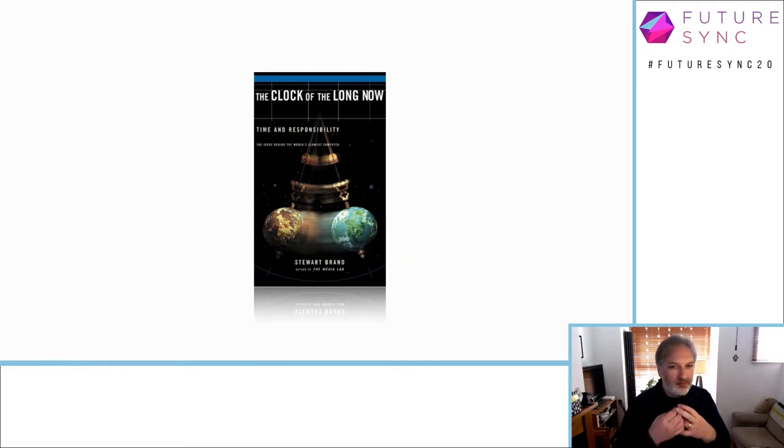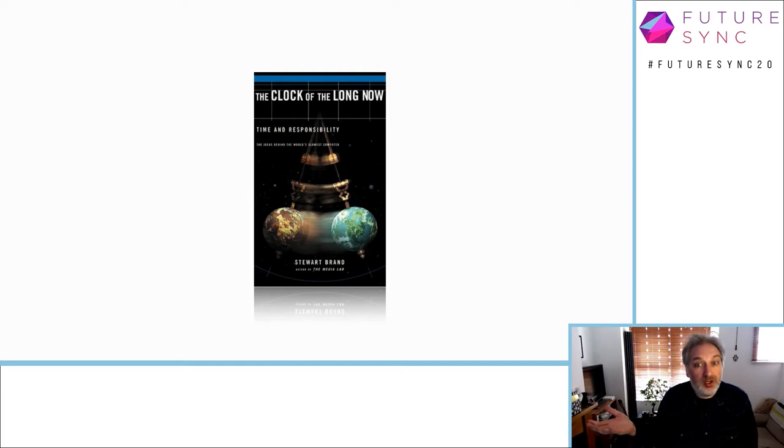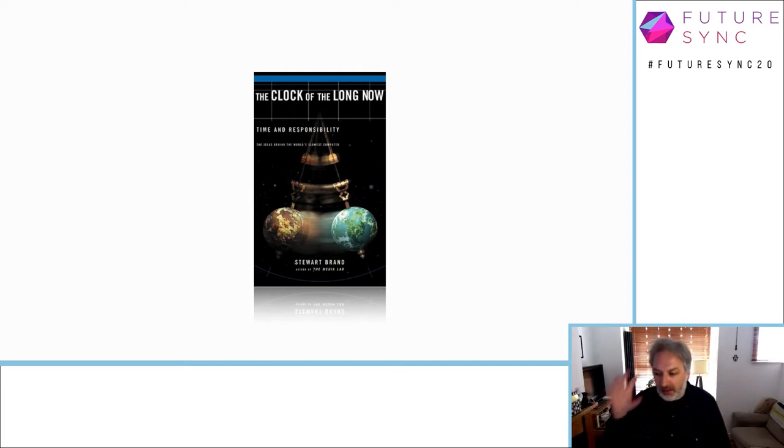It's almost like the Voyager record, right? How do you communicate without symbols, without language? But he published this book where he gathered together a lot of his thoughts. In the year 2000, he published this book called The Clock of the Long Now. The full title is The Clock of the Long Now: Time and Responsibility, The Ideas Behind the World's Slowest Computer.